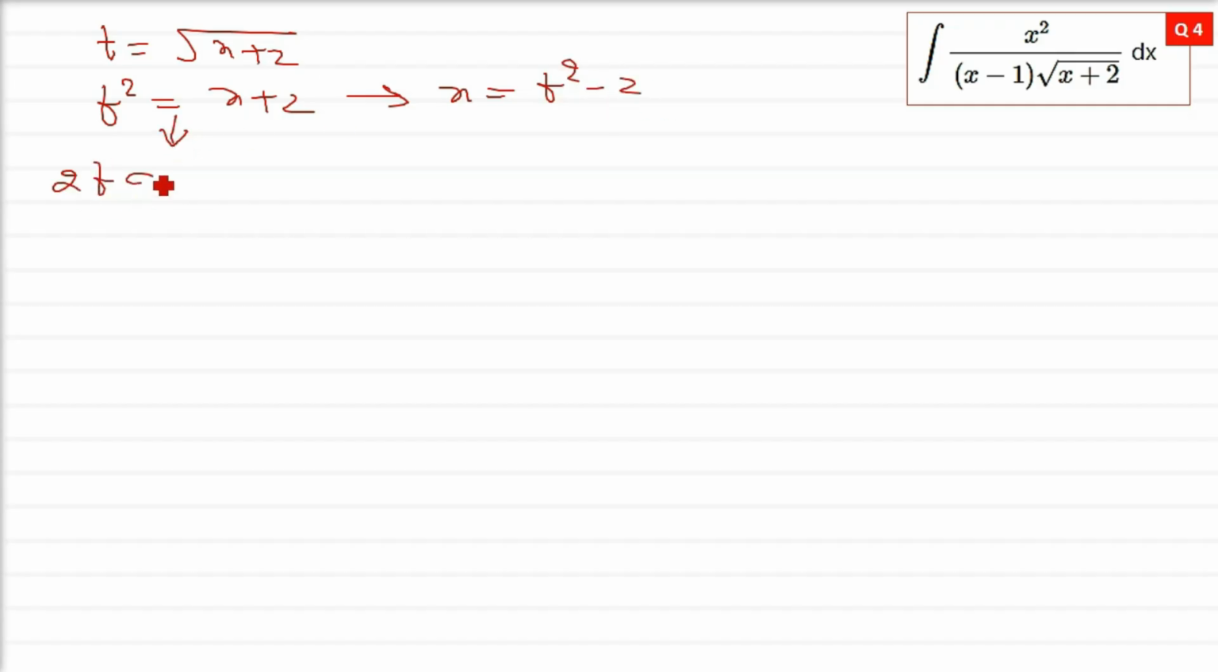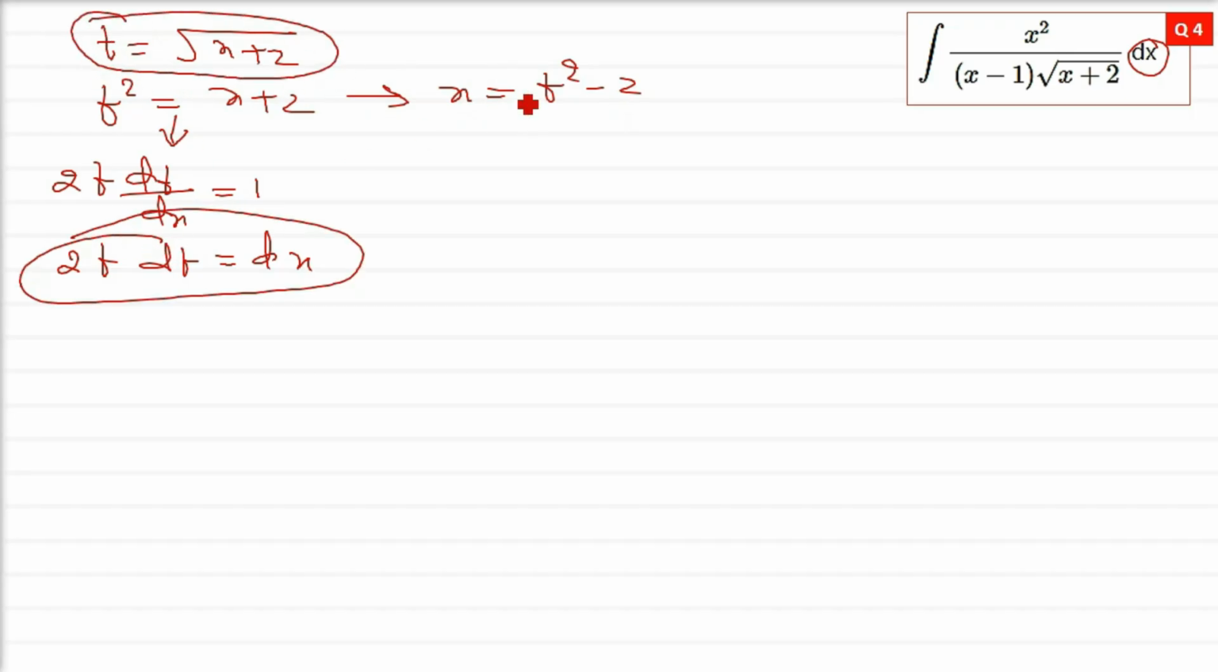Now let's differentiate both sides. 2t dt by dx, and this will become 1. So 2t dt will be dx. So dx we have got after putting t as under root x plus 2. We know what to replace for under root x plus 2, and what to replace for dx.